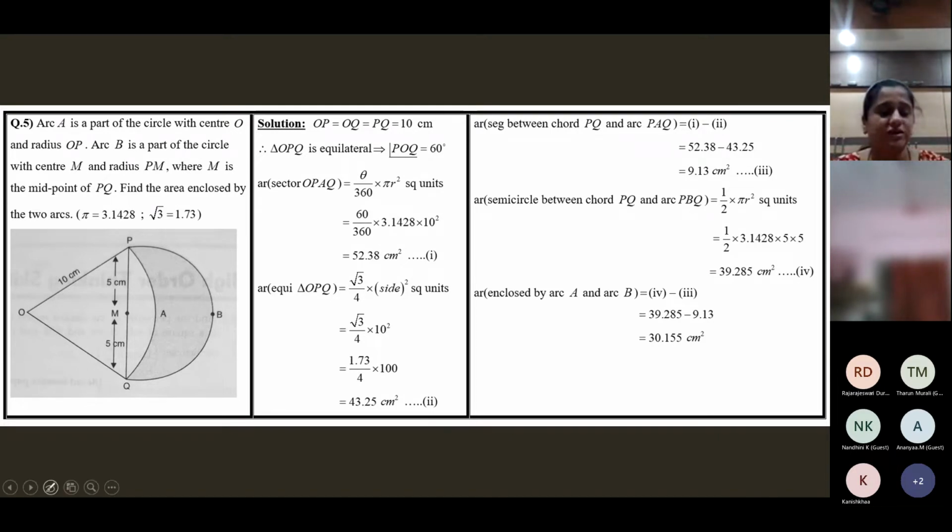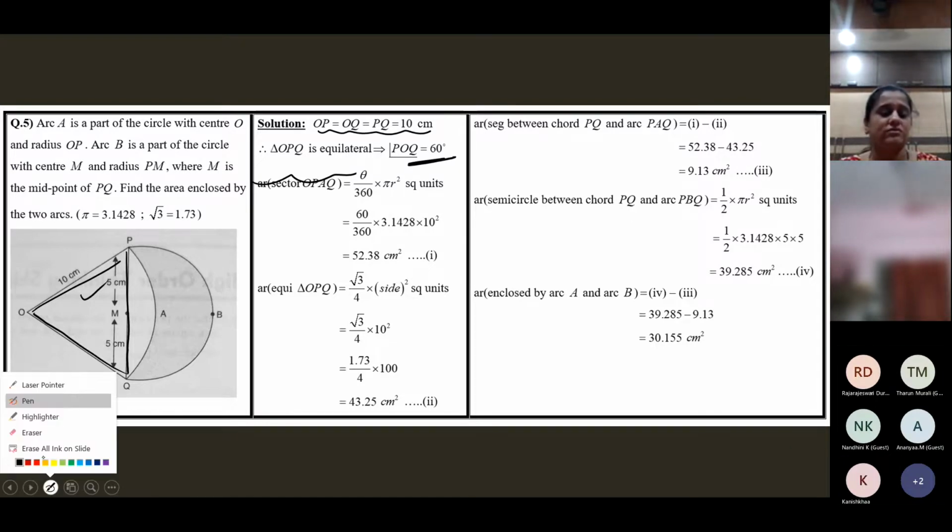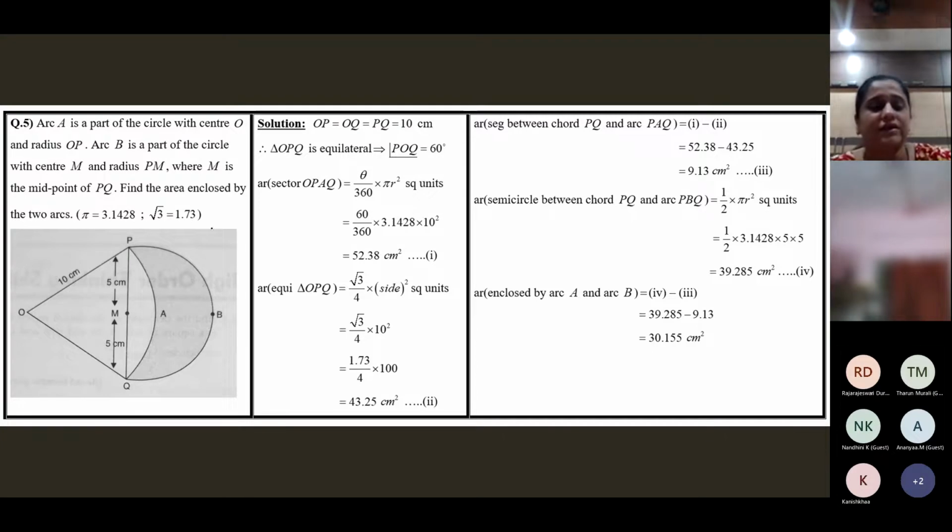So you can see here. First OP, PQ, OQ, they're all equal to 10 centimeters. So this triangle is equilateral and the central angle is 60 degrees. Then finding the area of the sector, central angle is 60 degrees and pi the value is given. Radius is 10. Then the triangle is √3/4 into side square. Subtract, you'll get the area of the segment.